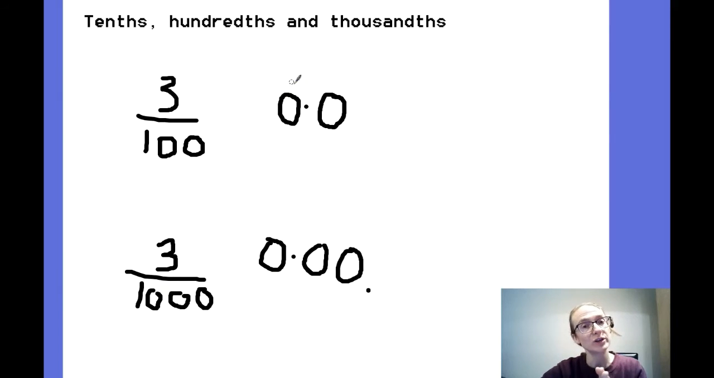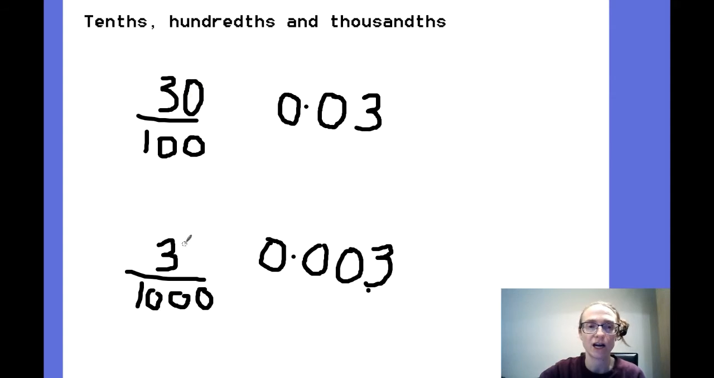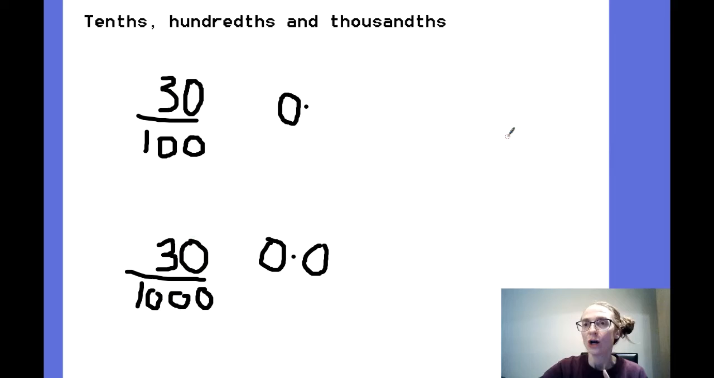Now we've got 3/100ths, so we're going to have the 3 in the hundredths column. We've got 3/1,000ths, we have the 3 in the thousandths column. But what about if this was 30 hundredths and 30 thousandths? Well, we can do an interesting trick here with equivalent fractions, and I can divide both the top and the bottom by 10. So 30 divided by 10 is 3. 100 divided by 10 is 10.